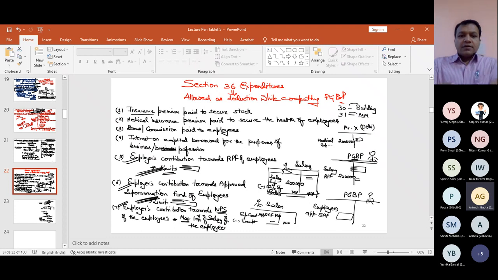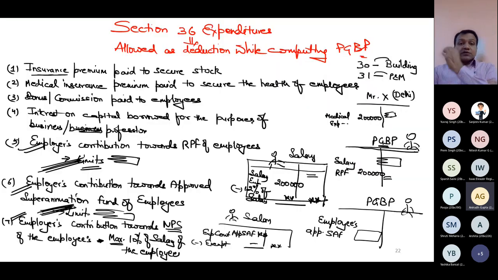Okay, sir. Thank you. These 7 expenses for the time being we have learned: insurance to secure stock, medical to secure health, bonus to employees, interest on capital borrowed for the purpose of business, employer's contribution towards RPF of employees, employer's contribution towards approved superannuation fund of employees, employer's contribution towards NPS of employees till 10% of salary of the employees. 8th expenditure.